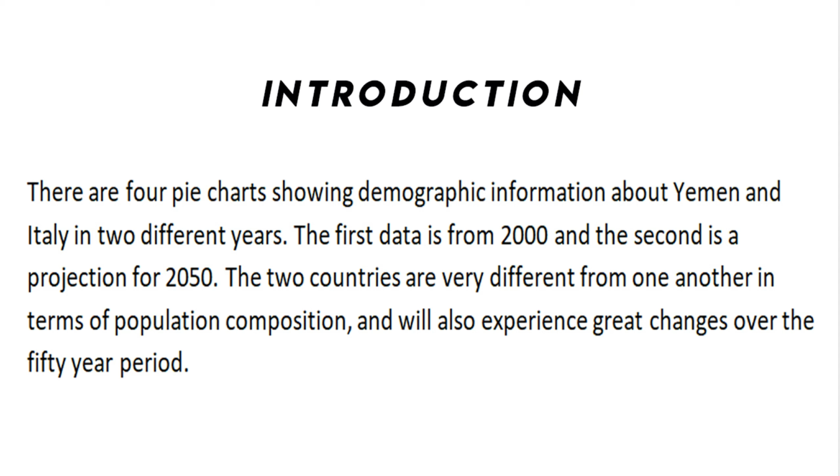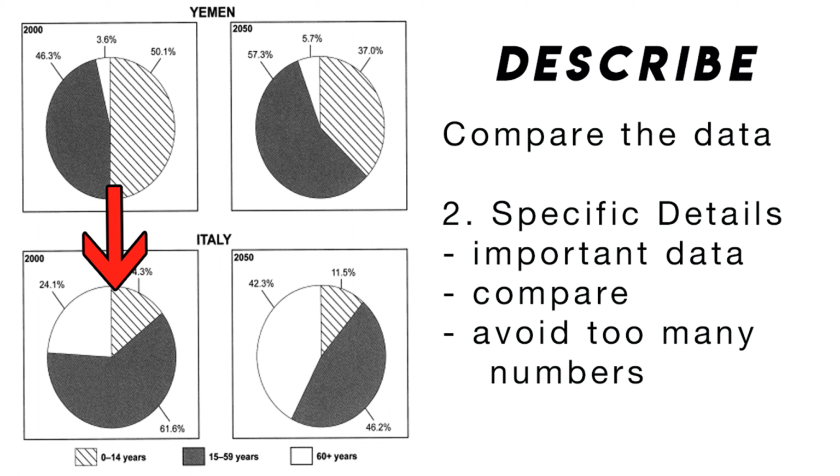Remember, we're going to describe the data from 2000 first. That means comparing interesting information from Yemen with the pie chart for Italy. For example, you can see that more than half of people from Yemen were aged 14 or younger in 2000, but in Italy that figure was just 14.3%. You should find other figures like this and compare them for 2000 and then for 2050.